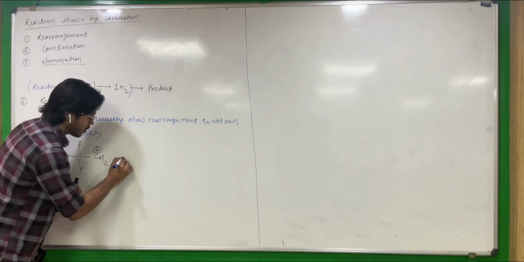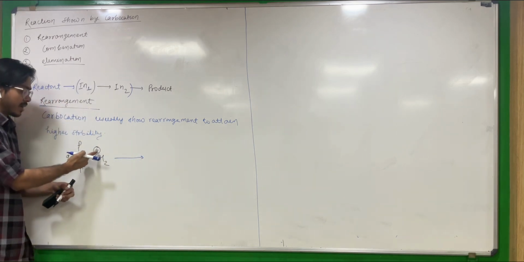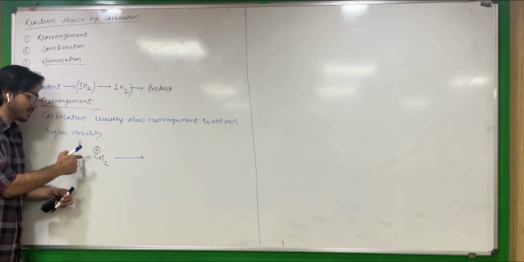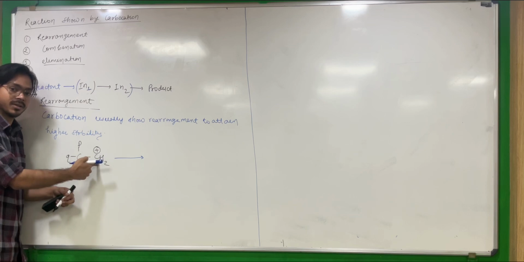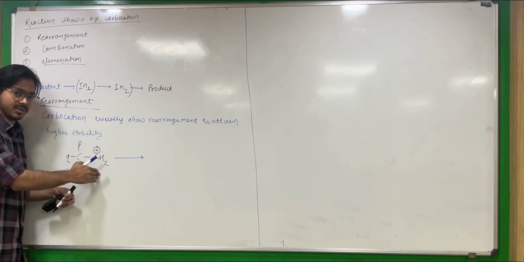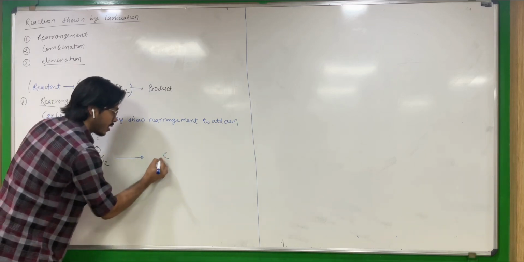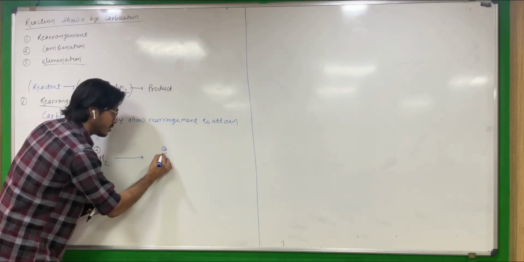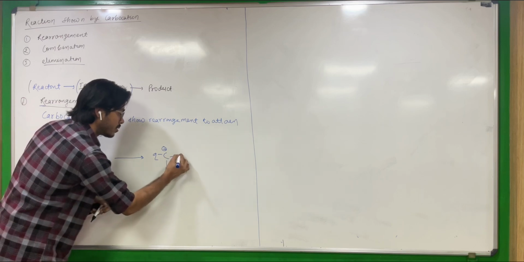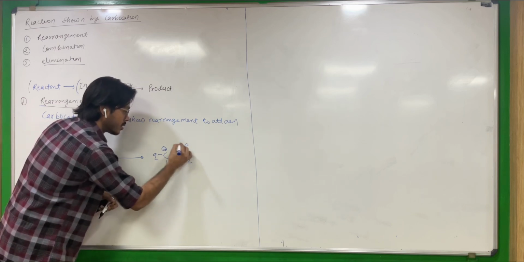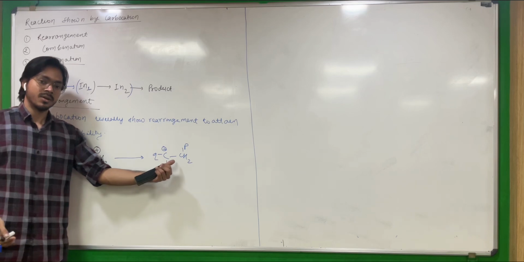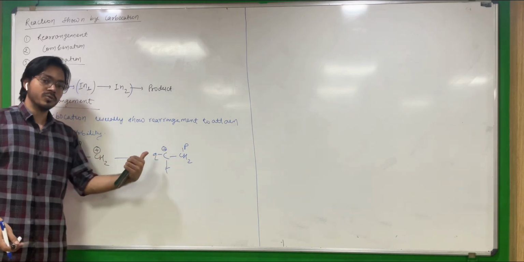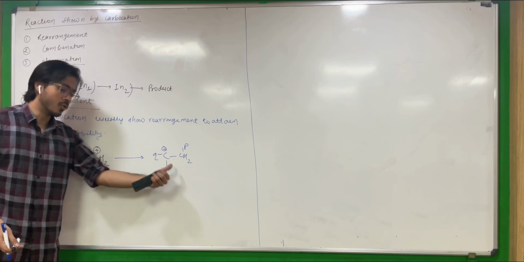Now, if this carbocation rearranges itself onto this carbon, and the carbocation there is more stable than this carbocation, then it will go into rearrangement. So suppose after rearrangement the carbocation comes on this carbon, and it will form this product. If this is more stable than this one, then this carbocation will go into rearrangement. Only in the case when this is more stable than this one.